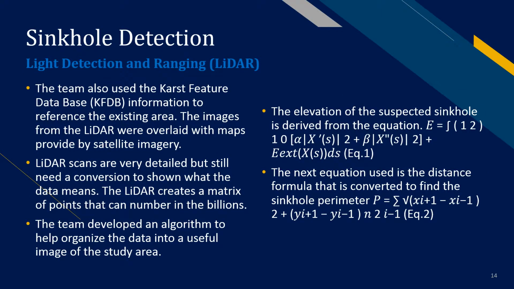The team used the karst feature database information, referencing the existing area. The images from LiDAR were overlaid with maps, and they created a 3D scan. Now that they had all these different areas that they were looking at, they developed an algorithm that allowed them to look at different heights and elevations and compare them to known sinkholes in the area.